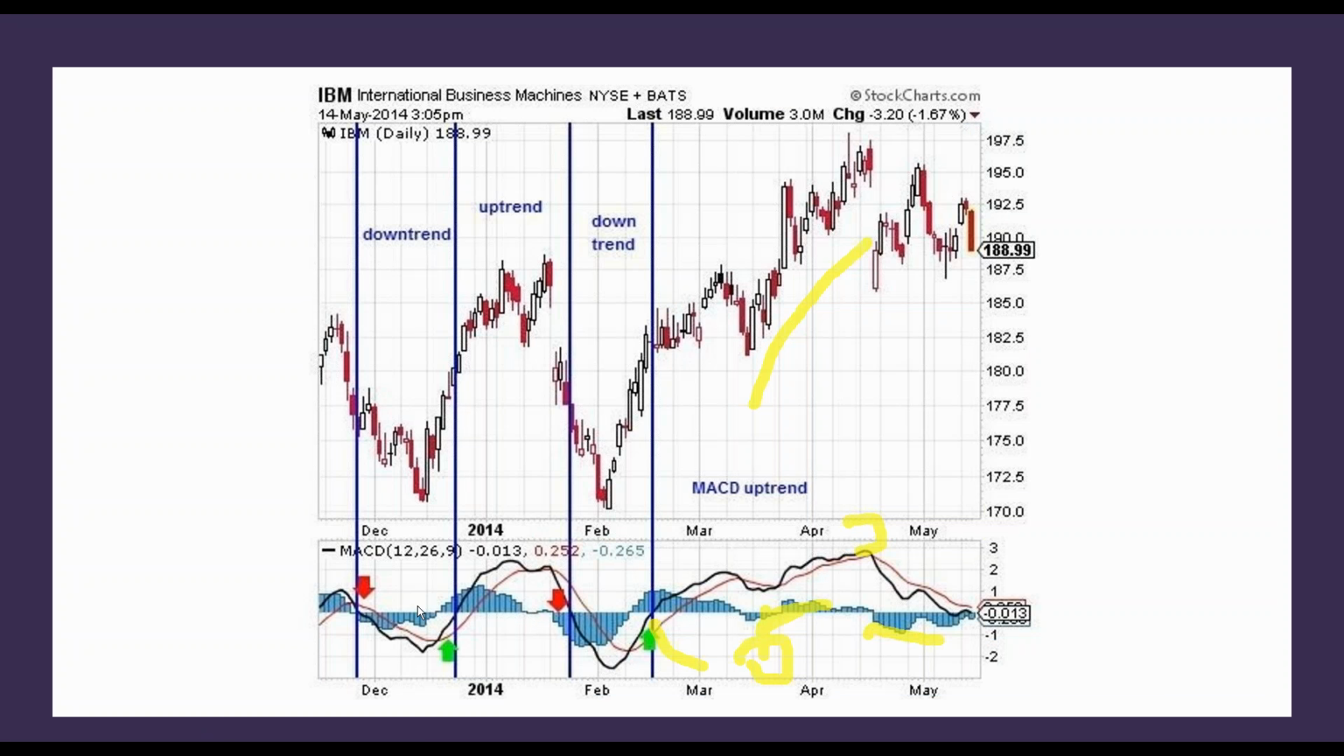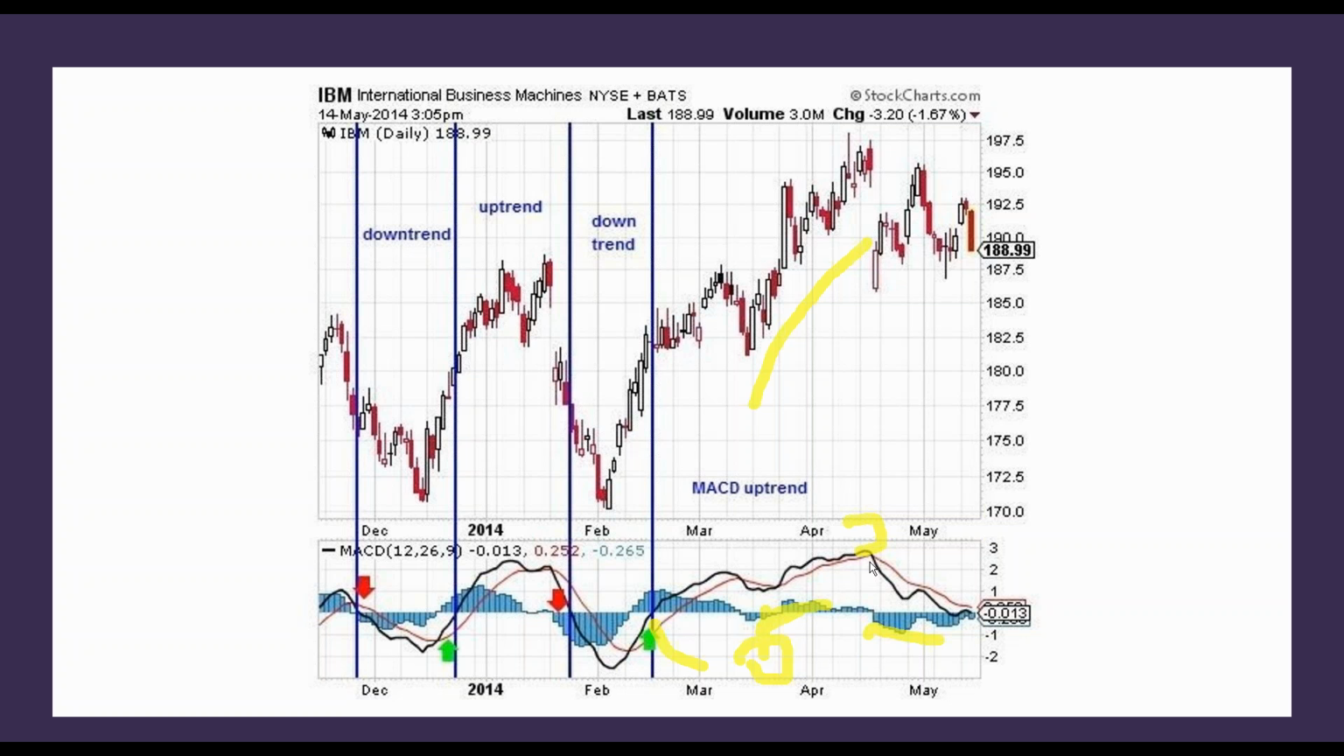So again, we can see that right here. The MACD crossed below. It gave us a sell signal. The market's dropped down. The MACD crossed above and moved up, gave us a buy signal. Moved into an uptrend. Again, the exact opposite. And you can see them each taking place.